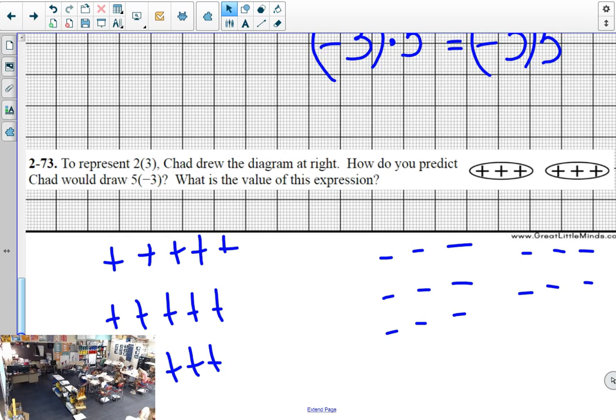How would we represent this expression? And you have to decide, am I going to use pluses? Am I going to use minuses? Okay, so another way to think about 73, if you were trying to show that the 5 times negative 3 using integer tiles, how would you do it? So we'll come back together in about a minute.